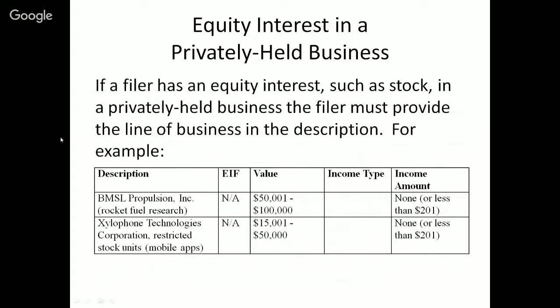Okay. Equity interest in privately held businesses. So a filer with an equity interest or income from a non-publicly traded business is required to report the line of business, but no longer needs to report the city and state. However, the city and state is still required for farms and real estate. With respect to the line of business, it only needs to be reported once on the form for that particular entity. So if a filer already provided the line of business on another entry for the same entity, that is sufficient.